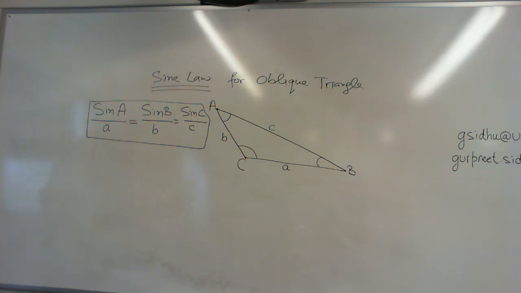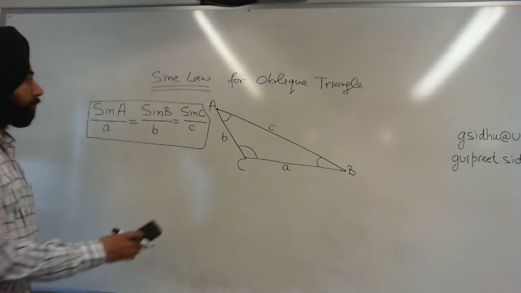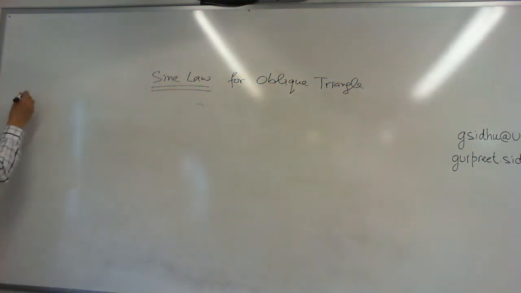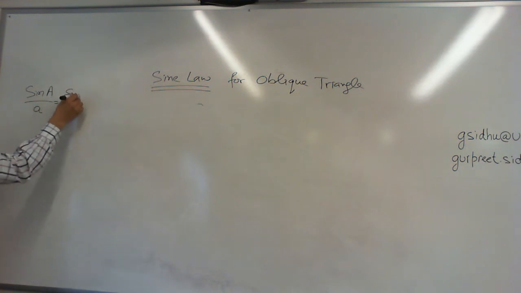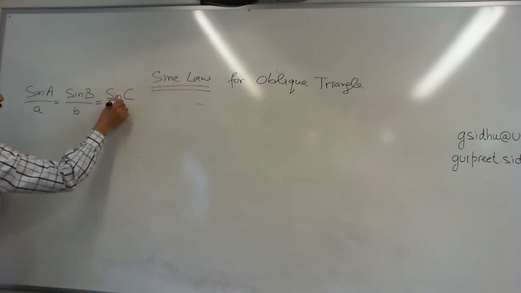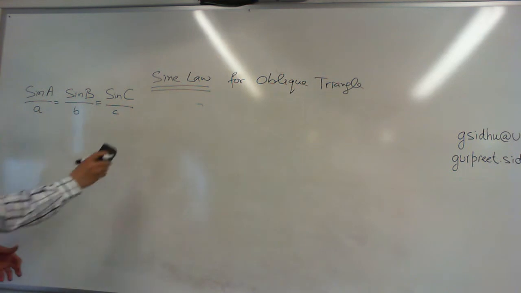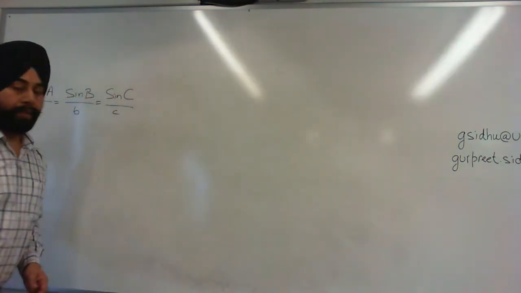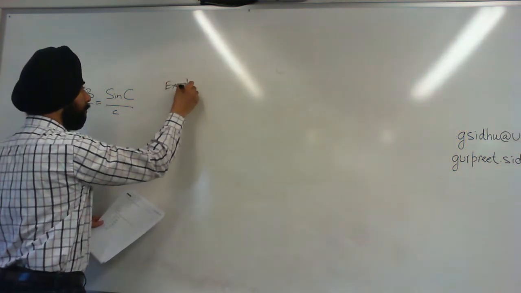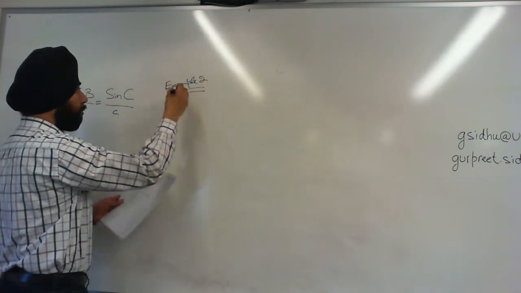Okay, let's try to apply this law to solve a problem. I want you to look at example number 2 on page 261. And let's write it down in this corner. Sine A over a is equal to sine B over b is equal to sine C over c. That's the sine law. And the example problem, example number 2, is on page 261.